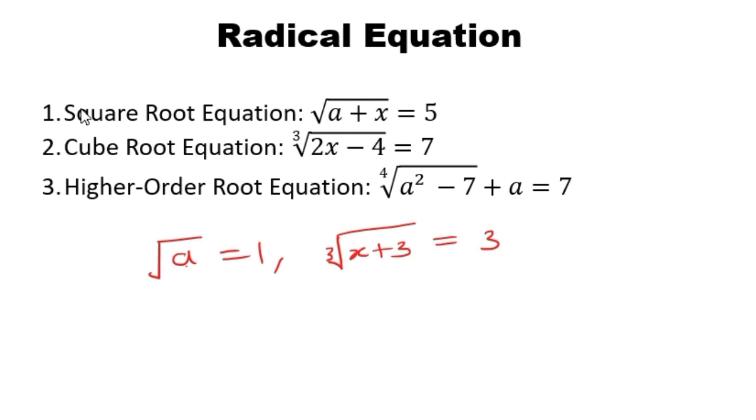So basically, anytime we have a variable under a radical sign, we call that a radical equation. So it means that a radical equation can be in the form of a square root equation, a cube root equation, or the higher order root equations. That is the 4th root, the 5th root, the 6th root, and so on and so forth. So let's see how we can solve any given radical equation.